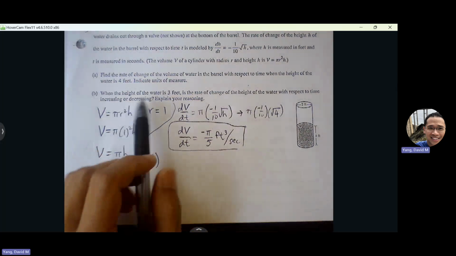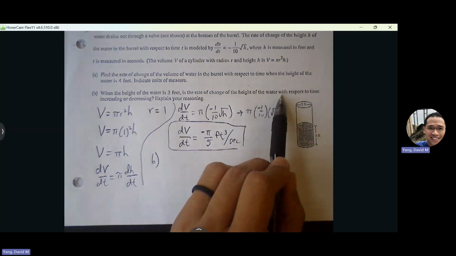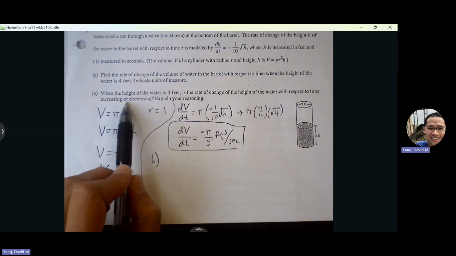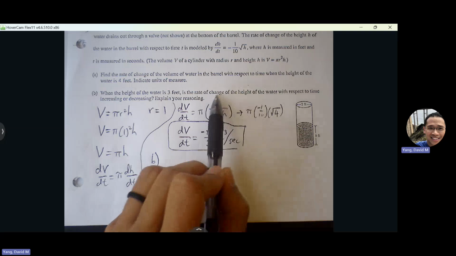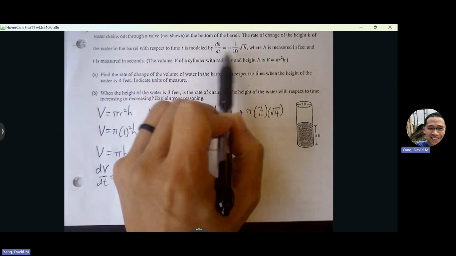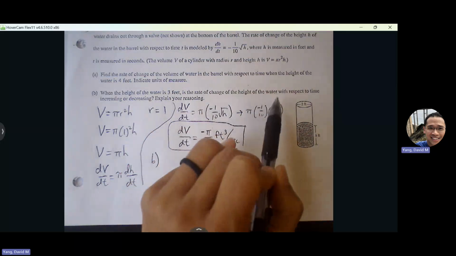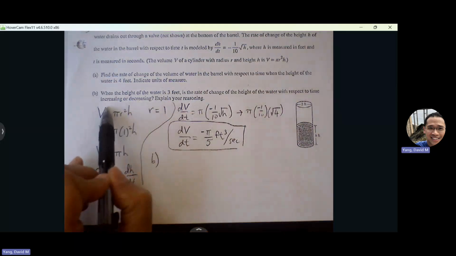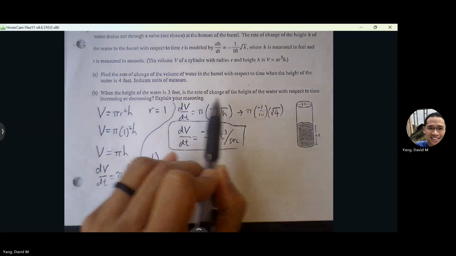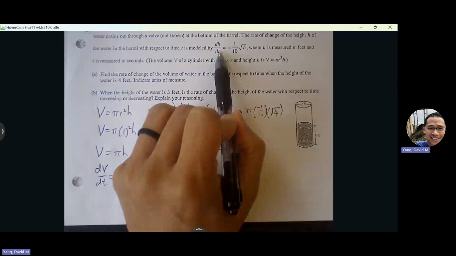Okay, part B: when the height of the water is 3 feet, the rate of change of the height of water with respect to time, is it increasing or decreasing? So we know the rate of change of height is talking about dH/dt, right? And we have a formula for dH/dt, but it's asking to know if dH/dt is increasing or decreasing. So this is not talking about dH/dt. This is talking about what? Yes, it's asking for the derivative of dH/dt, right?